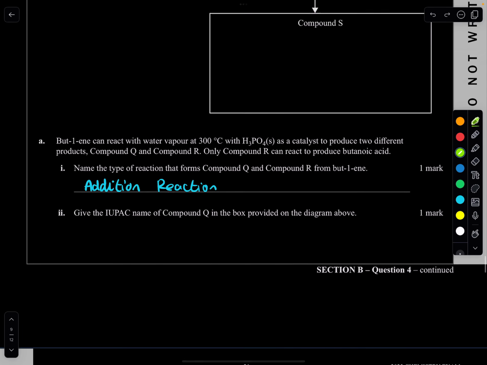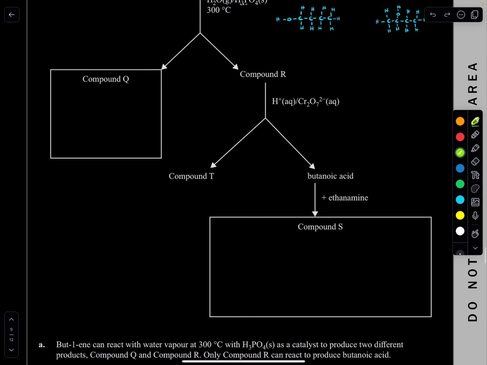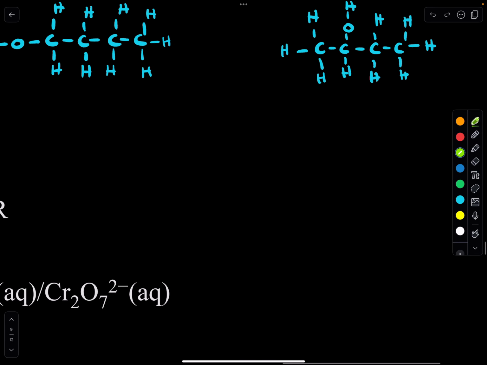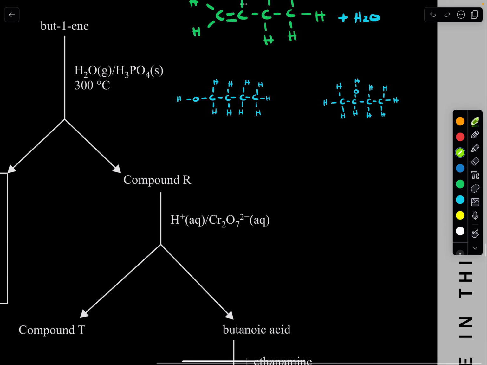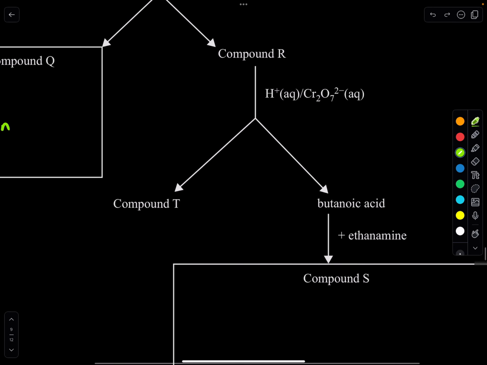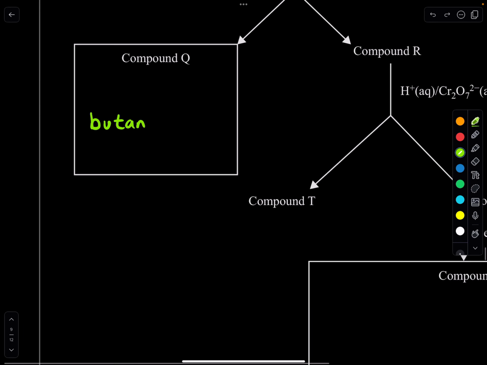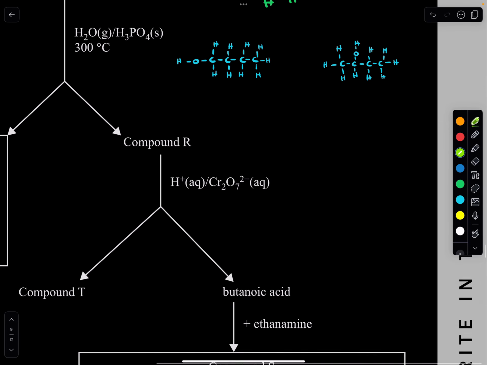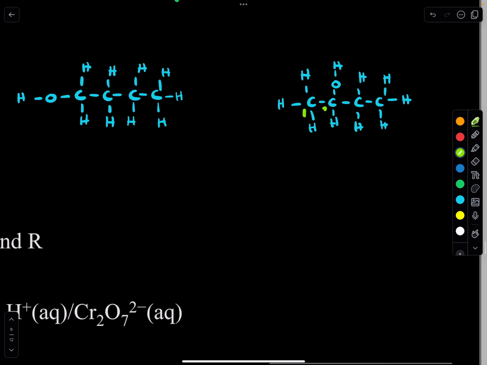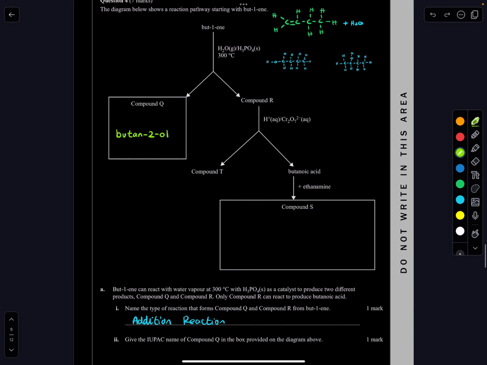Do we have to get the IUPAC name? Okay, the IUPAC name in the provided diagram. All right, so it's 1 2 3 4, so it's butane. Butane what? So 1 2, butane-2-ol, because the oxygen, the OH, is at the second carbon. You can see that, 1 2 here. So butane-2-ol, done.